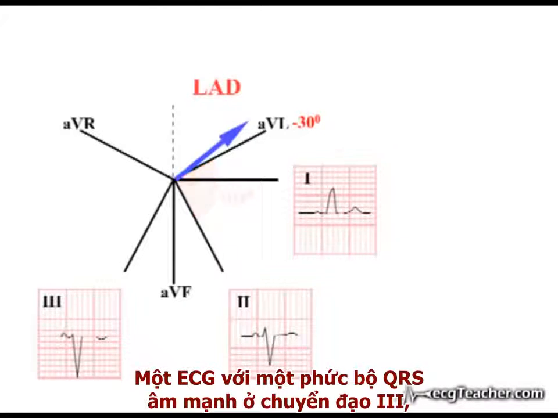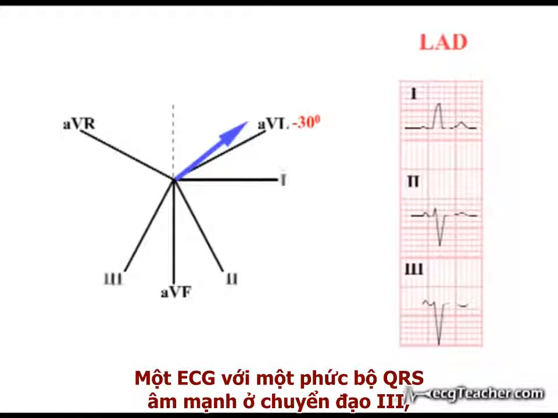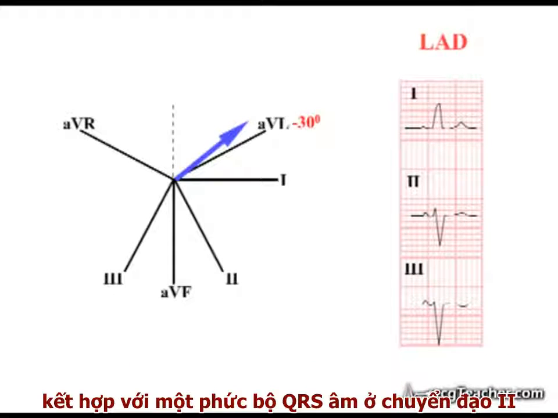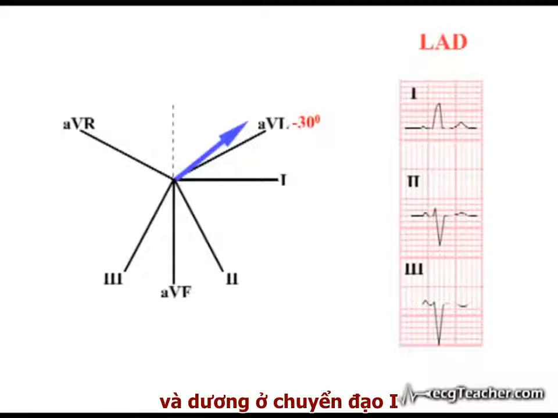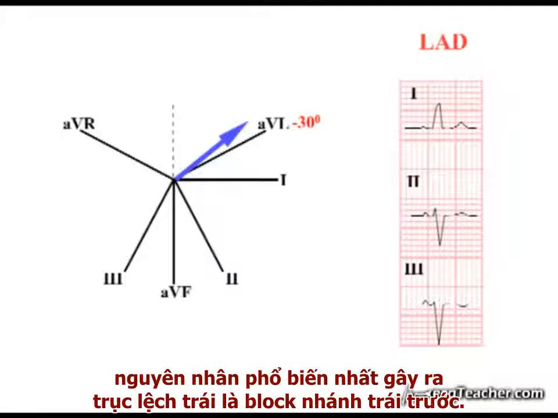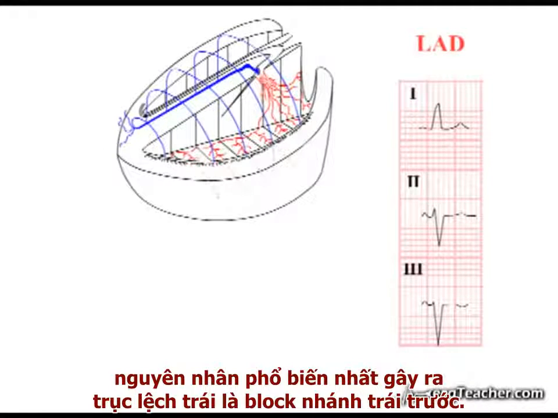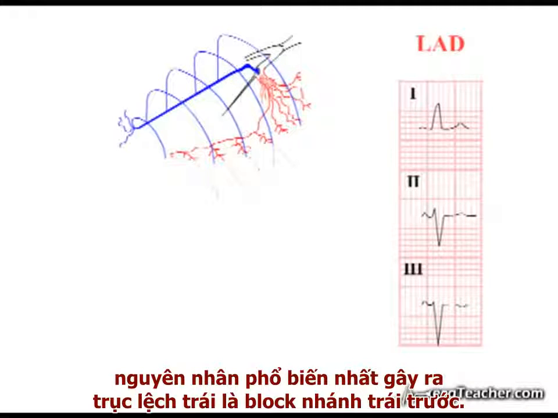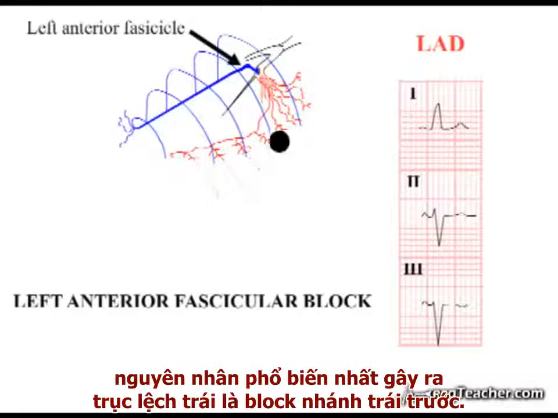This pattern of a strongly negative QRS complex in lead 3, combined with an overall negative QRS in lead 2 and a positive lead 1, is instantly recognizable as left axis deviation. The commonest cause of this abnormal ECG finding is left anterior fascicular block.